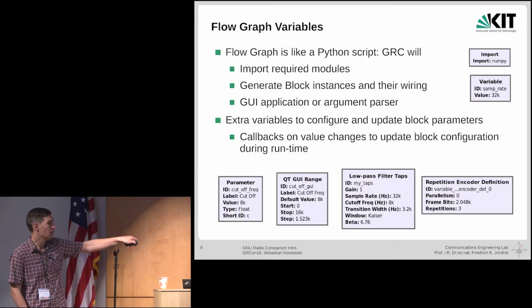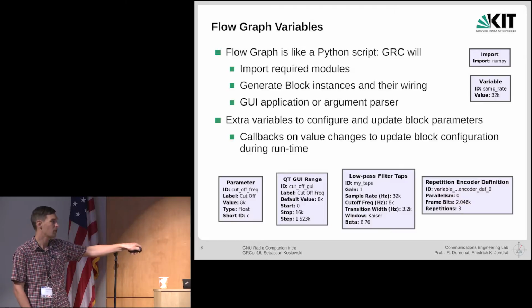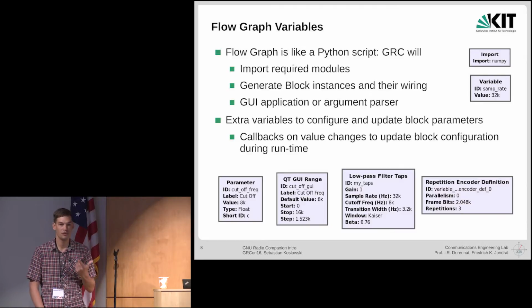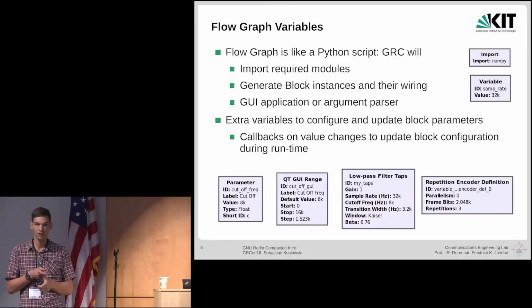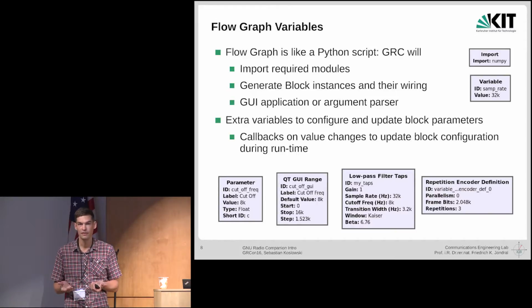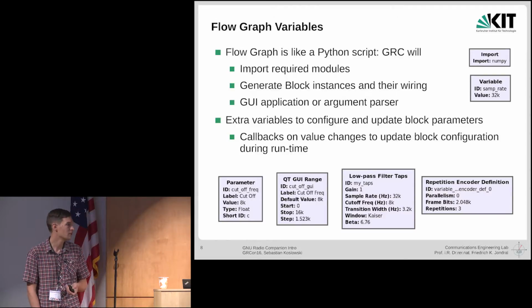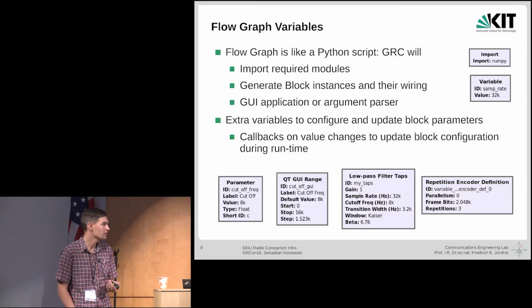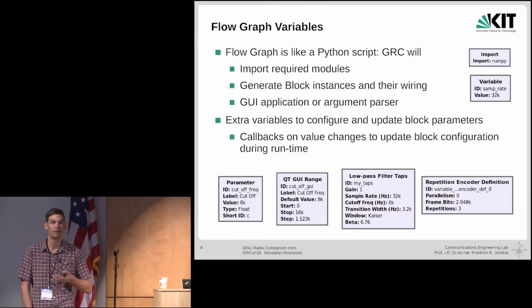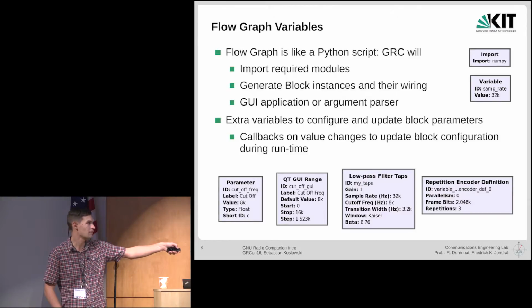But then we have others. There's first of the parameter block, which is used in two ways. If you're designing a command line interface, then this will be the command line arguments. So it'll generate an argparse definition for that, and when you start up your application, you can pass it a sample rate or a cutoff frequency, like in this example.